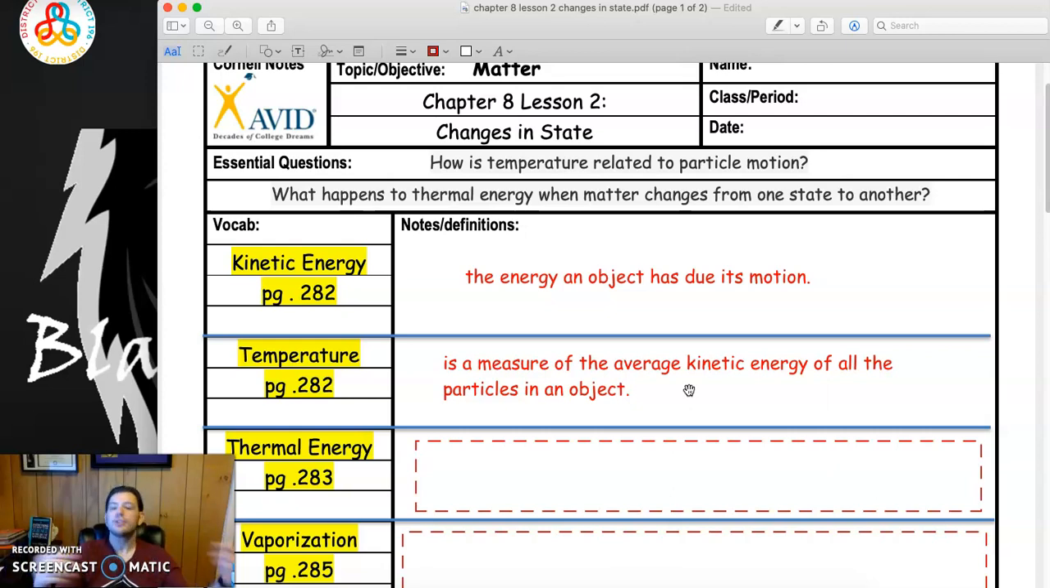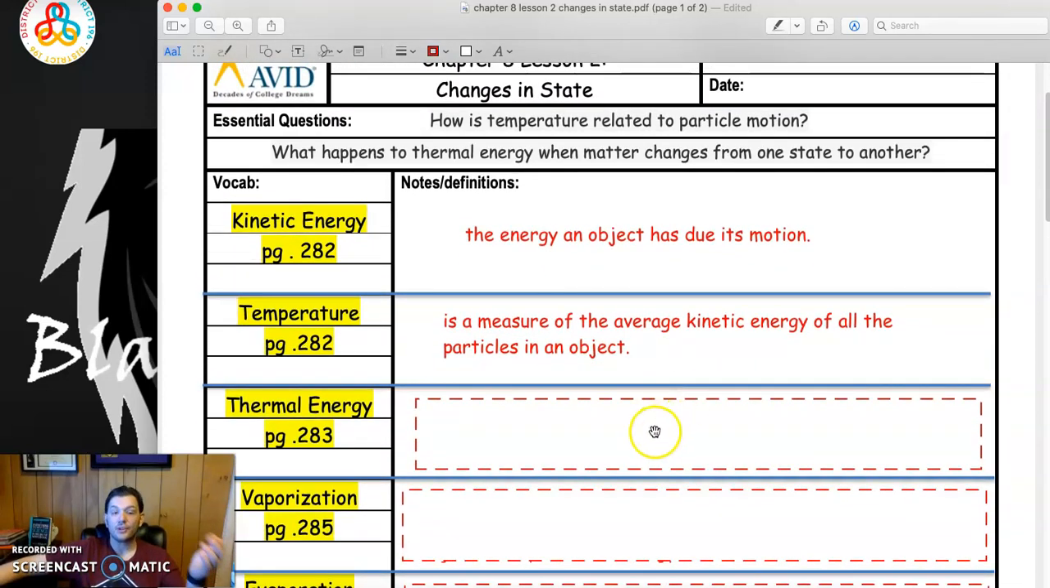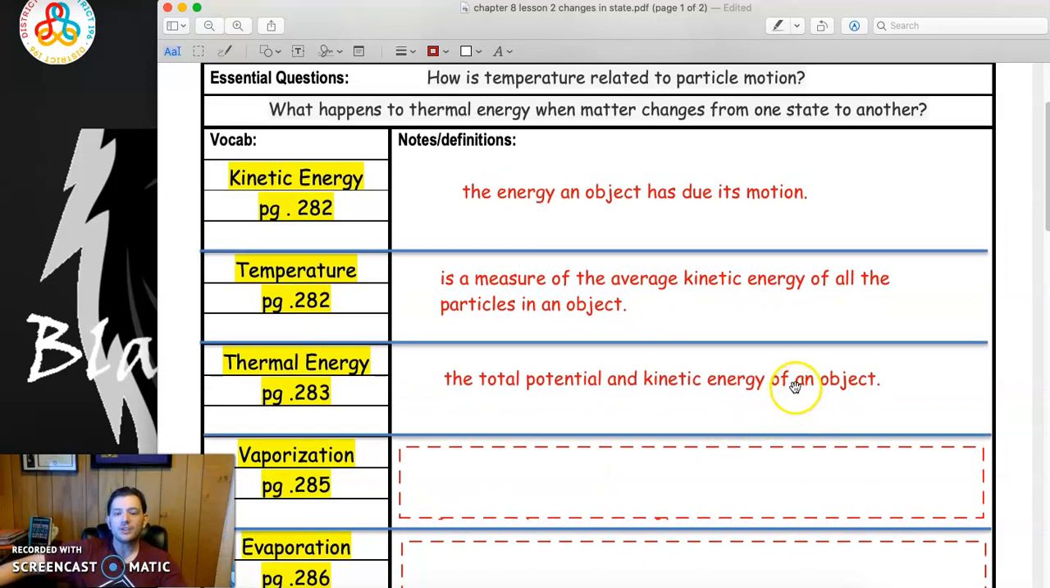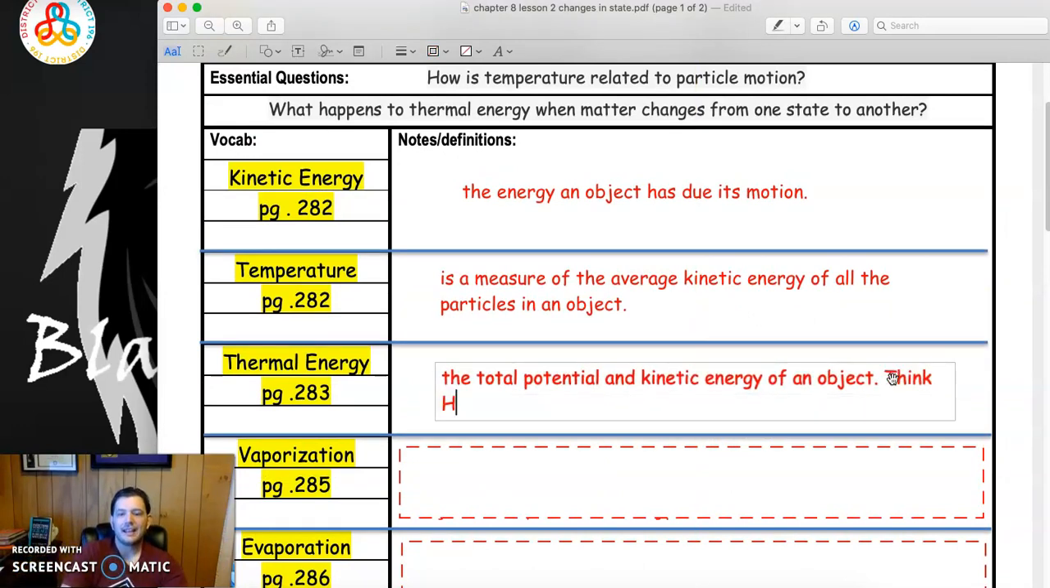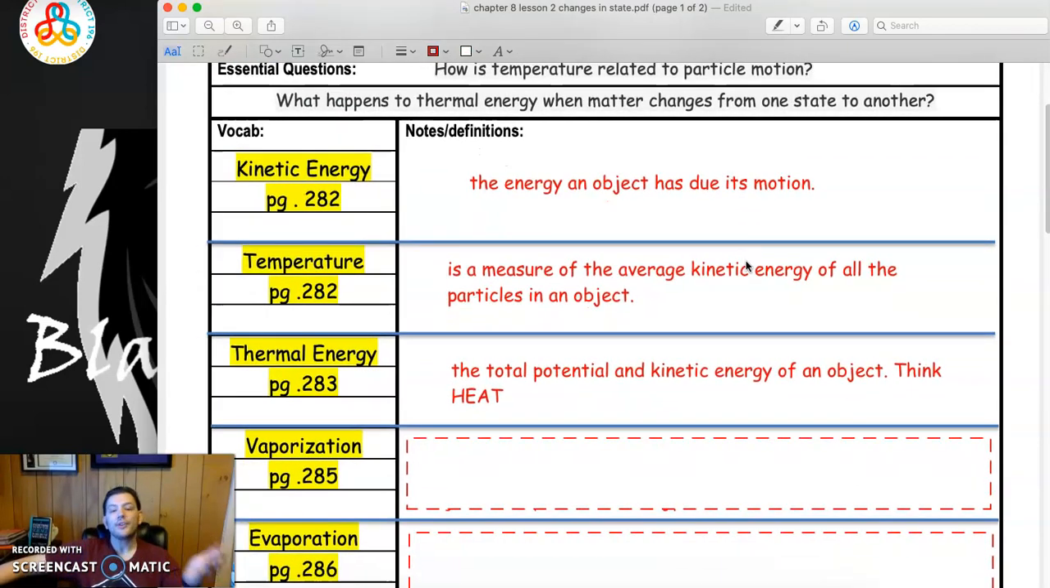The higher the temperature, the faster the particles are moving. The lower the temperature, the slower. I like to do that lower and slower stuff, okay? Now, how can we increase the temperature? We increase it by adding thermal energy. What is thermal energy? It's the total potential and kinetic energy of an object. I want you to think heat, okay? Think heat. So when you add thermal energy, you're adding heat to something.